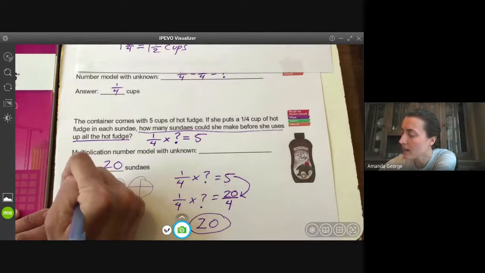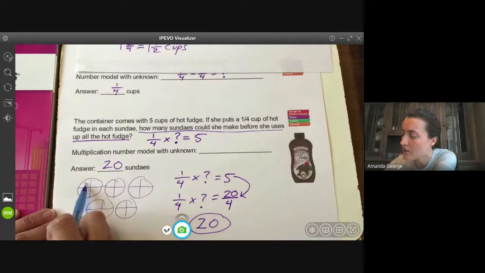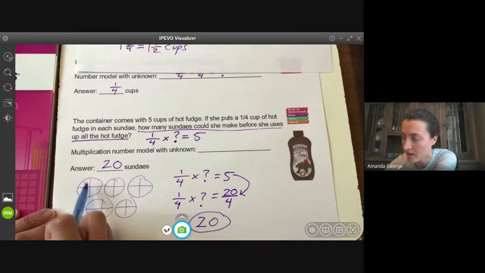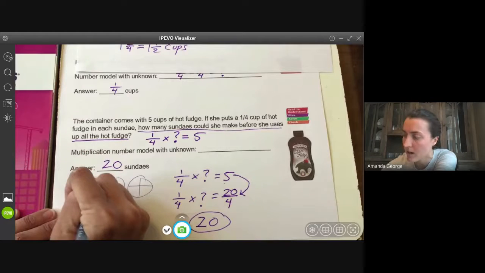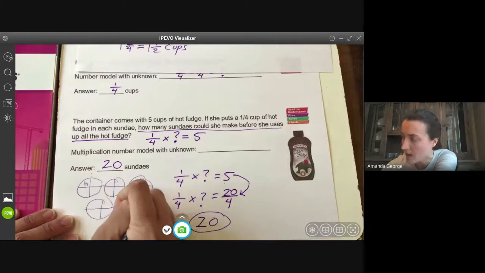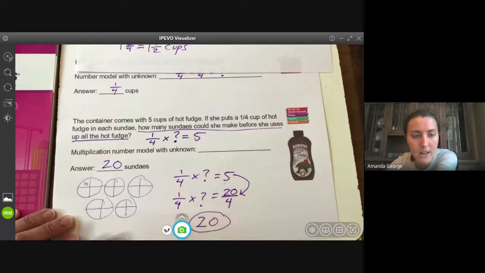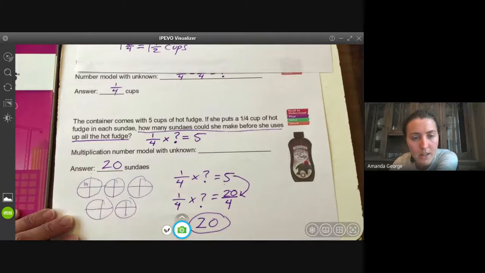Thanks for that, Lila. So Lila pictured it, and she said, okay, if each sundae has 1/4 of a cup, well, to fill up 1 whole cup, it would take 4 sundaes. And you could skip count by 4s, right? 4, 8, 12, 16, 20. That's a great visual. Thank you for telling us about that.